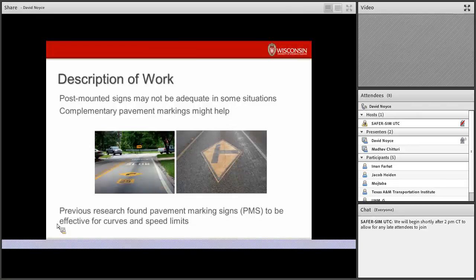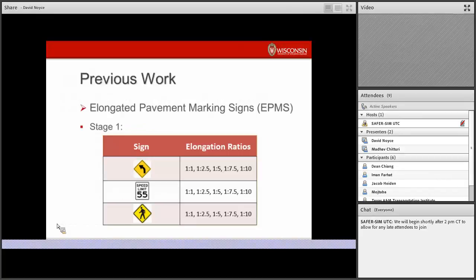What we knew and what we needed to explore as part of this research was, if we're going to use these types of signs, how best to apply them. That's where the research on the elongation came in, on how much these should be elongated to best allow drivers to see them from some distance upstream. The first part of this research looked at all these different sign types, and we actually boiled it down to really three.